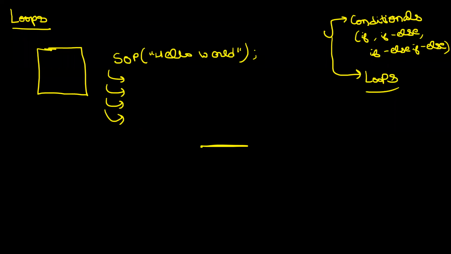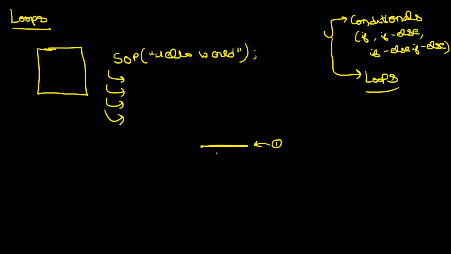So I have to repeat these same lines of code 20 different times on my own. Now, if I want to skip this repetition, I don't want to write the same lines of code again and again. I want to give power to my program. I want to tell my program, hey program, this is a particular line, let's say SOP hello world. Can you please execute this line 20 times?